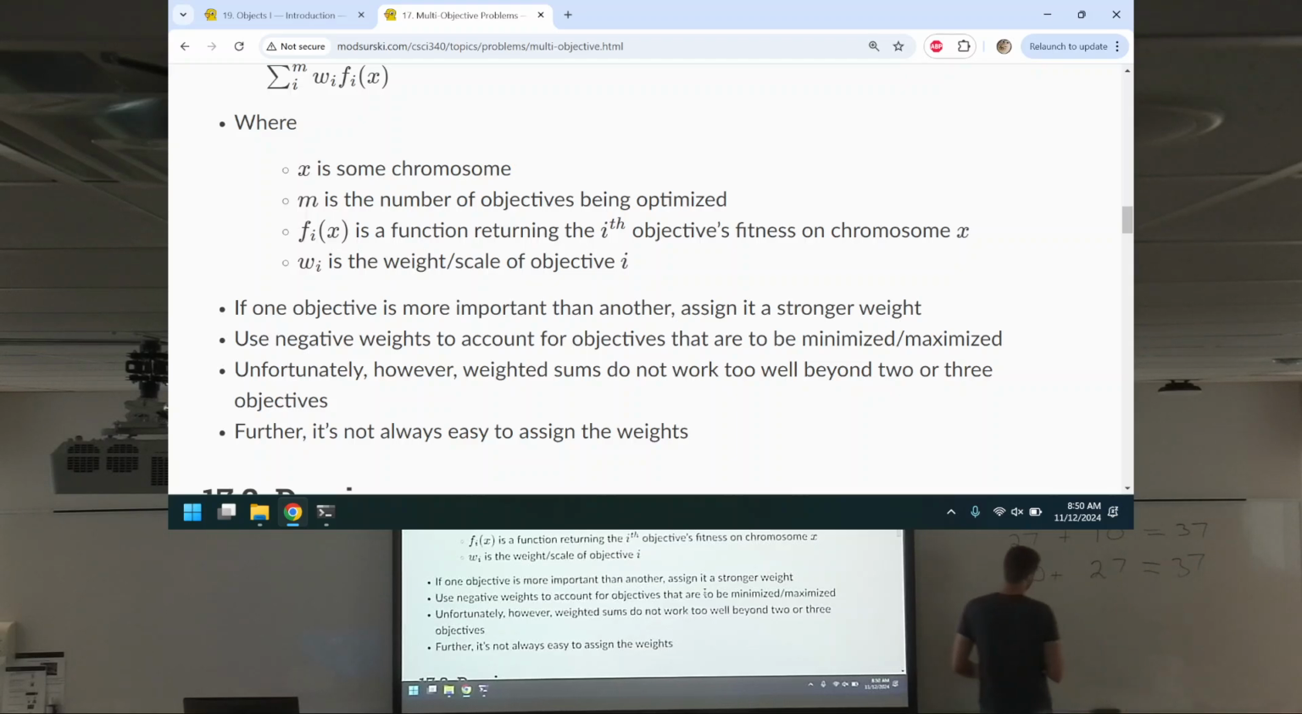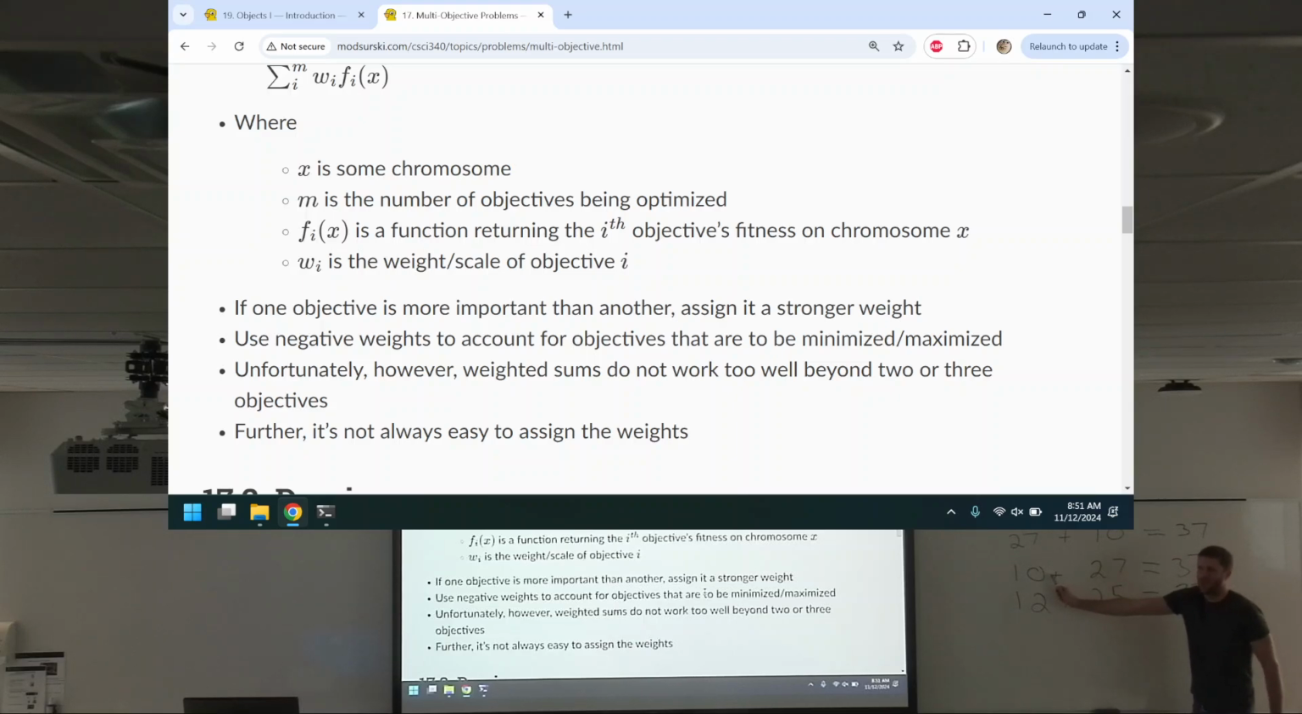Or if we come up with a case of, let's make this 12 plus 25, 37. Well, it's smaller, but it's got a worse mean squared error, but they have the same fitness value. I don't know. Should they really have the same fitness value? Maybe, but I kind of want this one to be better. I want to prioritize the mean squared error a little more.